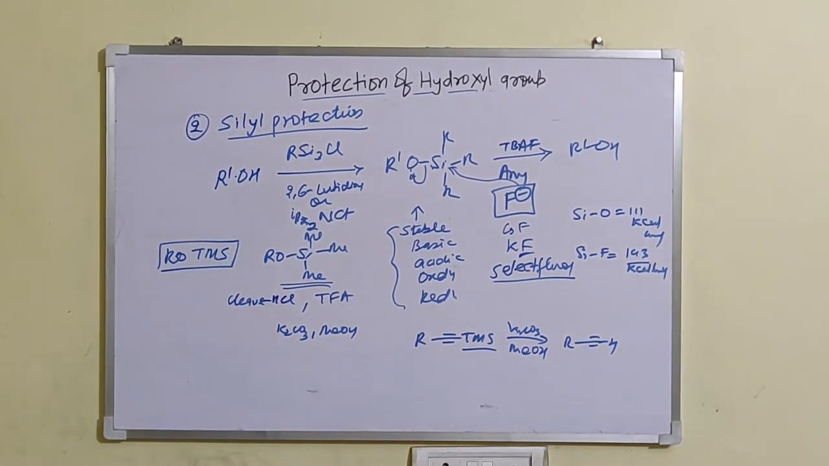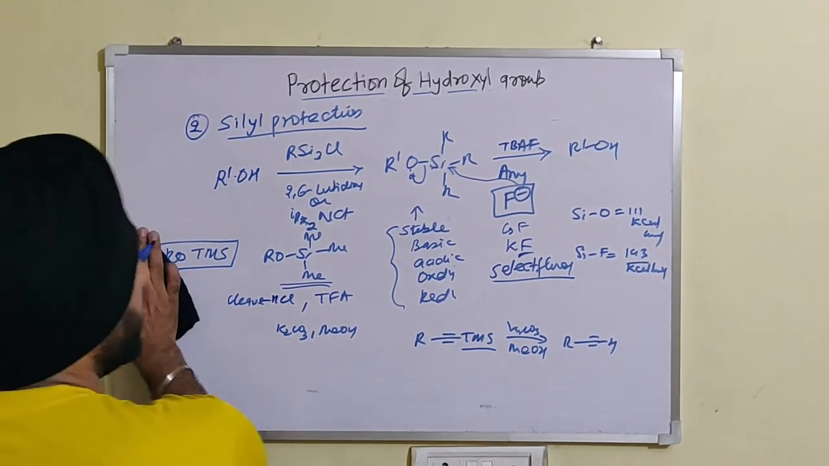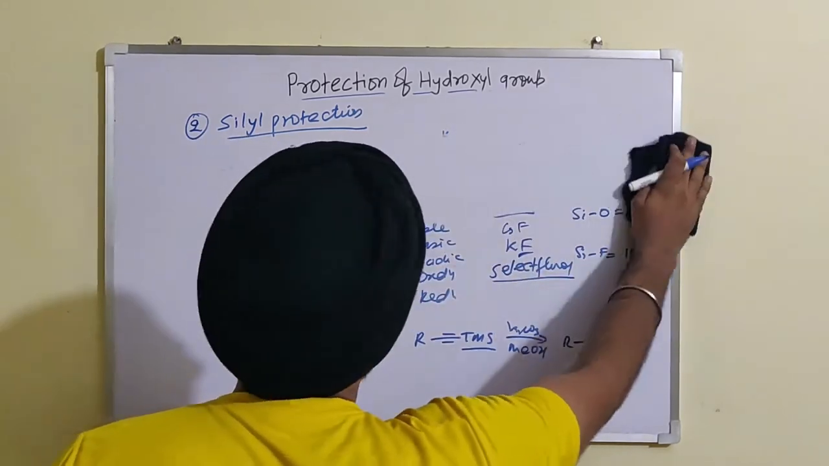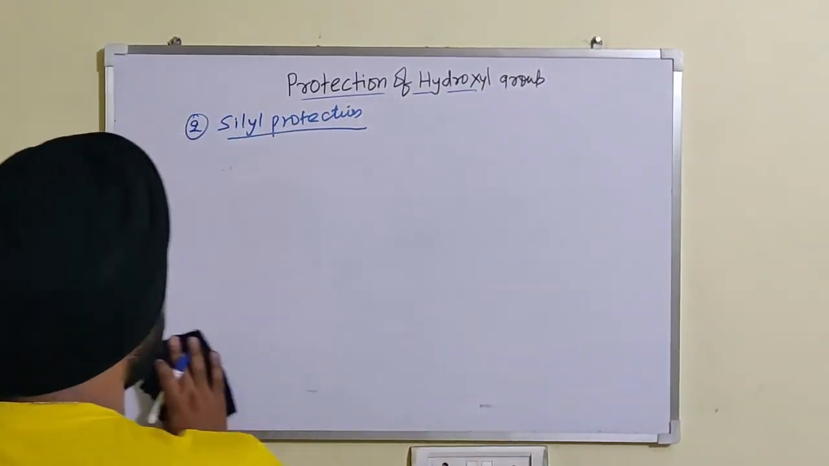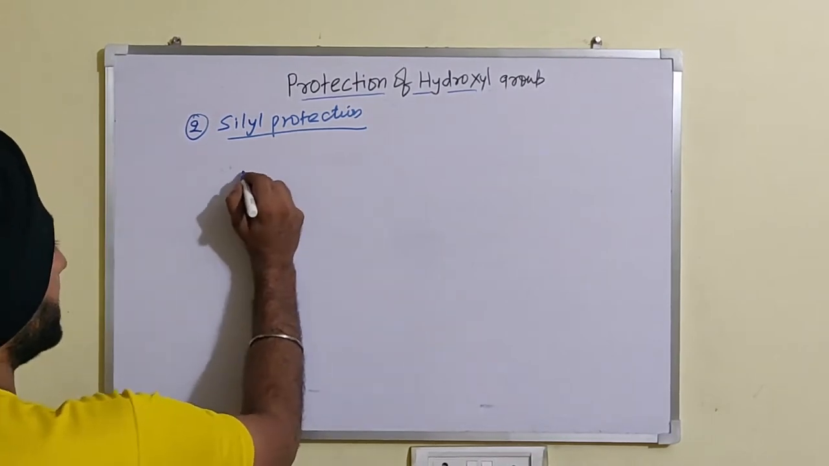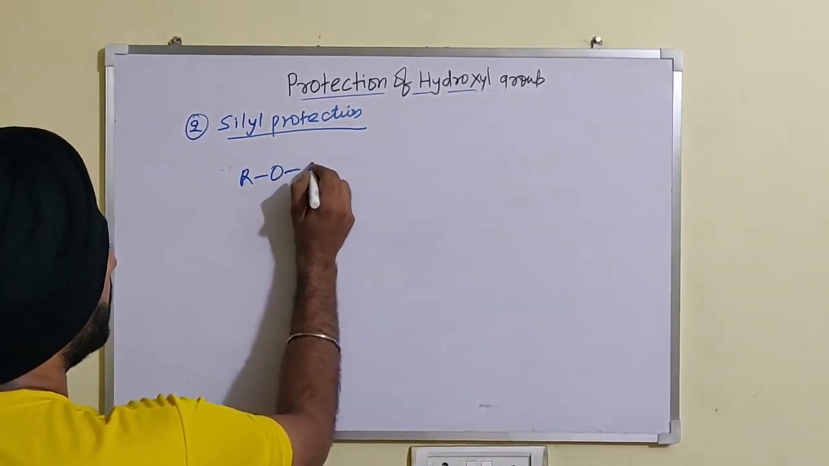So let's just discuss the TBS ether. Let us just discuss the TBS ether. Okay, let's just see. TBS ether. Tertiary butyl TBS ether is ROSi.